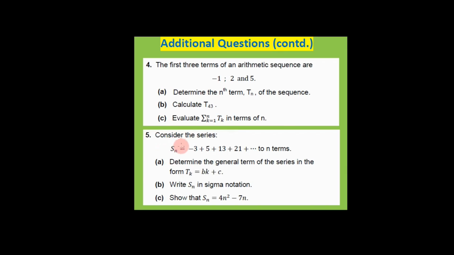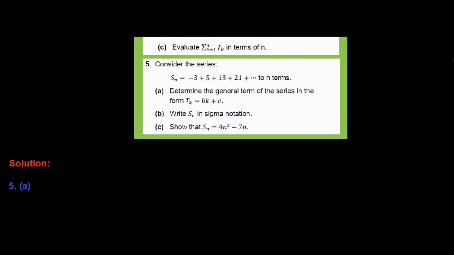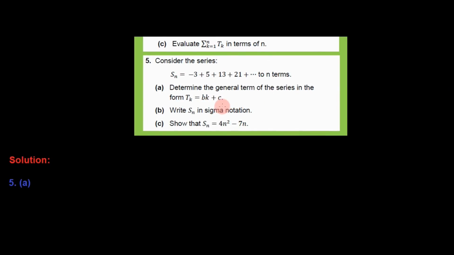In number 5, we are given this sum to n terms. And in A, we have to find the general term of the series in this form, T sub k equals bk plus c. Once again, we just want the general term. In order to do that, we just need a and d. So we can see that a, the first term, is negative 3. d, the common difference, is 5 minus negative 3, which is 8.